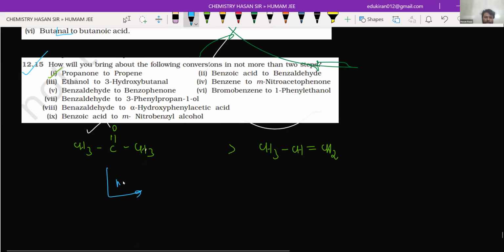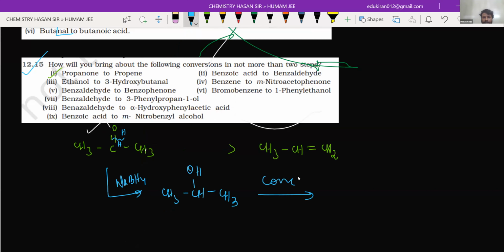Very simple it is. You are going to use NaBH4, sodium borohydride. So this will be reduced to alcohol. This will be directly reduced to alcohol, so H and H here, and it will be CH3-CH(OH)-CH3. And then you can use concentrated H2SO4, which is a dehydrating reagent. That means you are going to remove H2O. So OH from this side, hydrogen from this side, so there will be a double bond between these two.